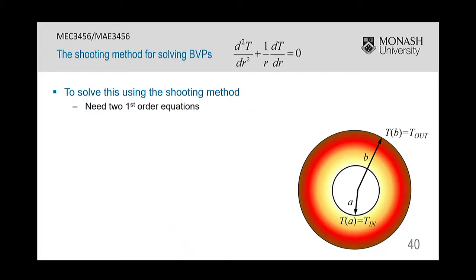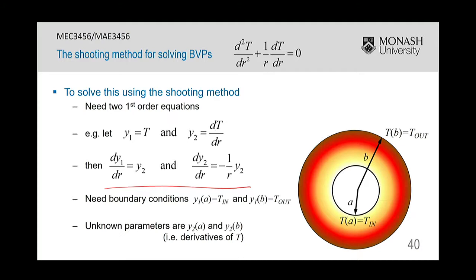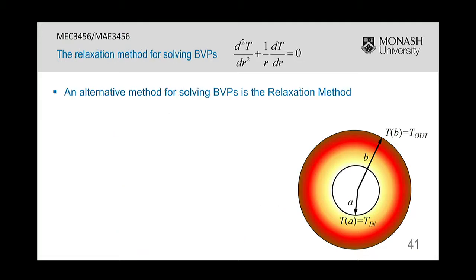To solve this using the shooting method, we need two first-order equations. So for example, let y1 equal T and y2 is equal to dT/dr. We go through the process and we end up with the two ODEs, dy1/dr is equal to y2 and dy2/dr is equal to negative 1 on r times y2. Those are the two equations we need to satisfy. And we need the boundary conditions y1 of A is T in and y1 of B is T out. In this case, unknown parameters are y2 of A and y2 of B. We don't know the slope or the derivative at either the inner or the outer point. So that's how we'd have to go if we're going to use the shooting method.